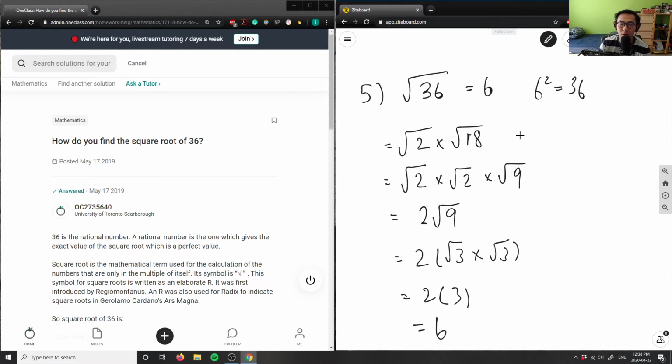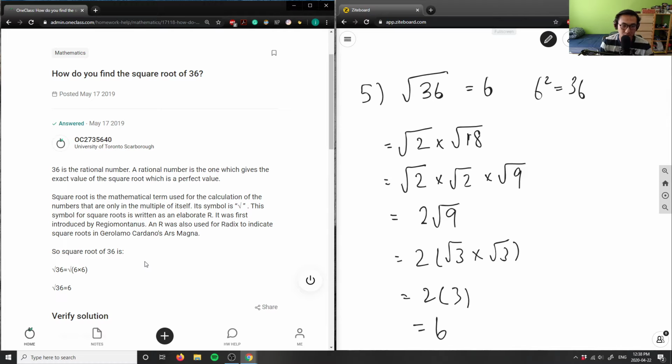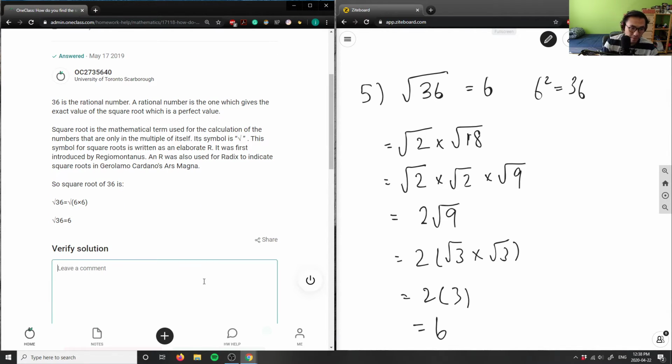But in reality, we know our perfect squares, we know that 6 squared equals 36. Therefore, the square root of 36 has to equal 6. So this solution is 6 here. So this solution is correct. Good analysis.